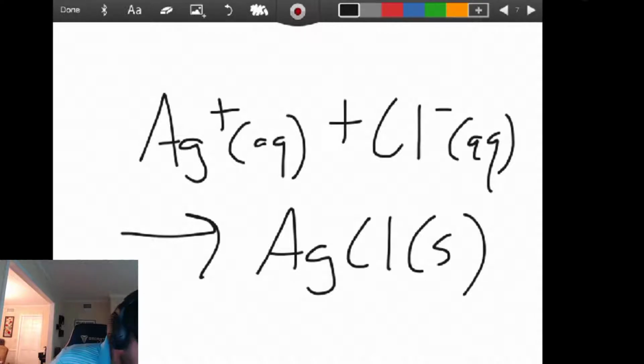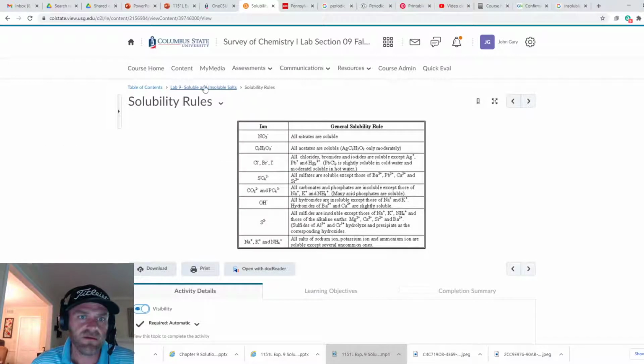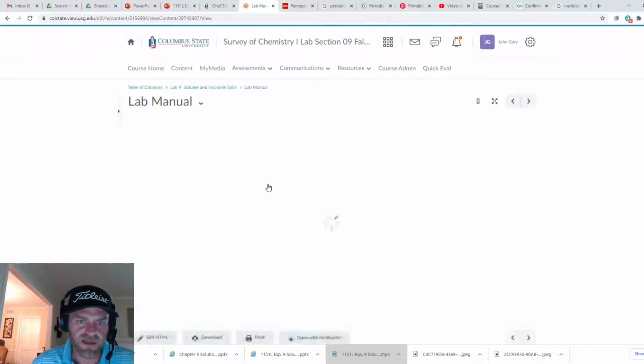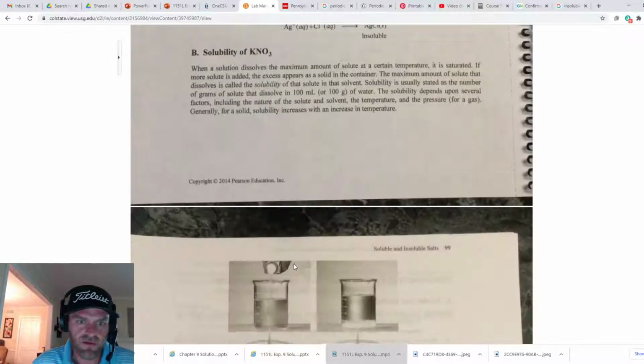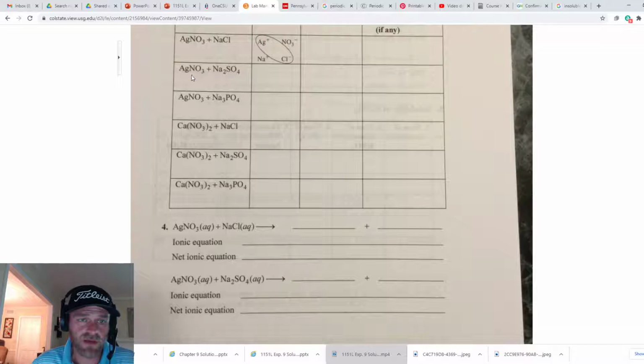Now I want to do one more where, oh, sorry, hold on just a second. I want to do one more where we might need to balance something. So let me look at that. I'm actually just going to go ahead and skip down to the very next one. It's silver nitrate plus sodium sulfate. Okay, just to show you where I'm at. Where's the book at? I'm right here on this table, silver nitrate plus sodium sulfate.